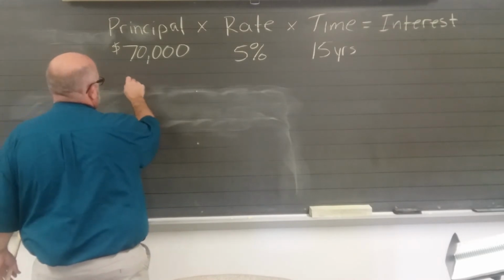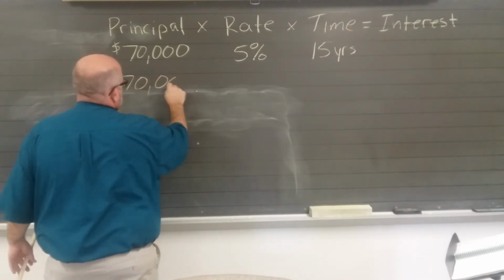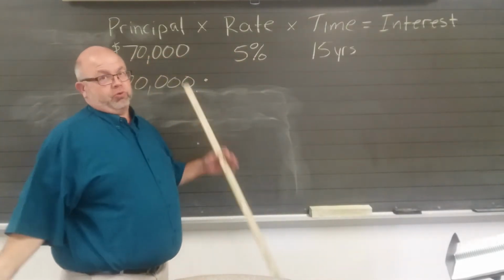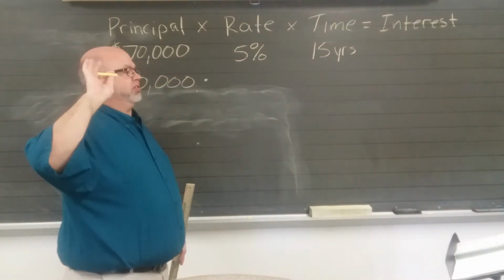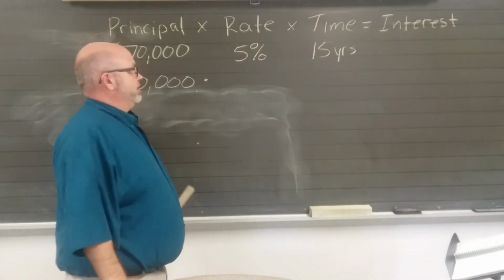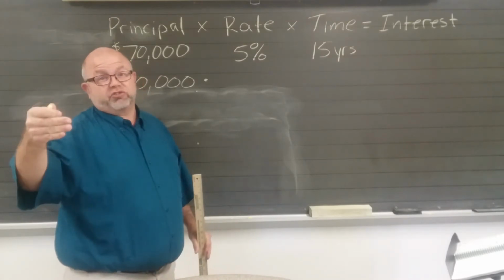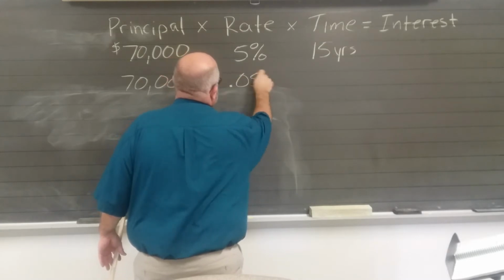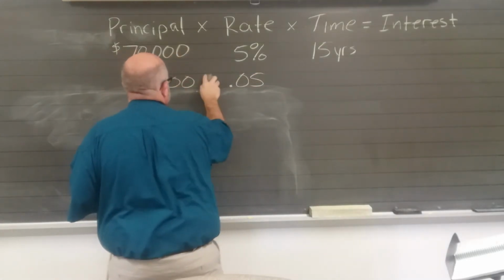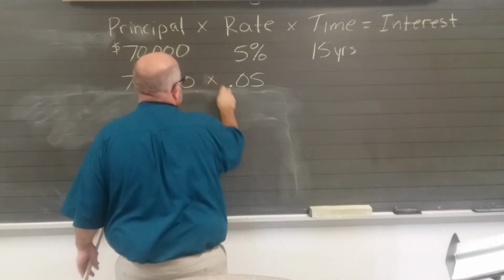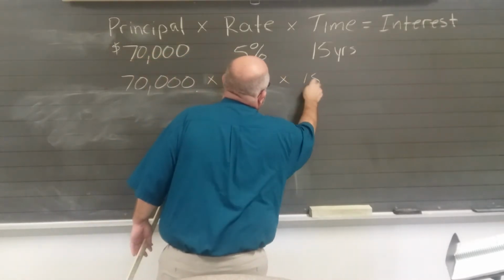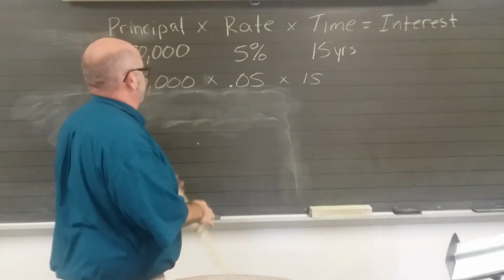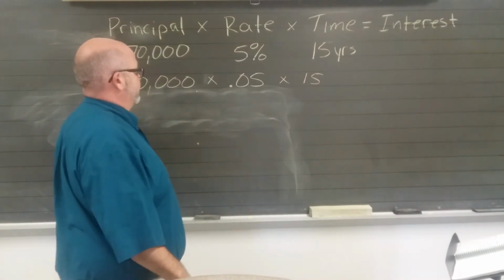What does 5% look like? So here we're going to have 70,000 times, what is 5% as a decimal? Okay? Don't forget about this. Make sure you get it right. 5% means 5 over 100, 5 hundredths, which looks like this, right? I'm going to put the multiplication sign in, and times 15. Don't forget to put your dollar sign in these when you finish with them, okay? It's talking about money, so your answer will be dollars.